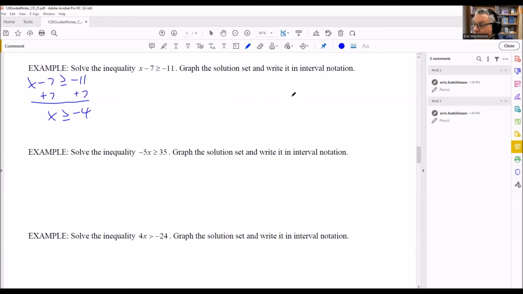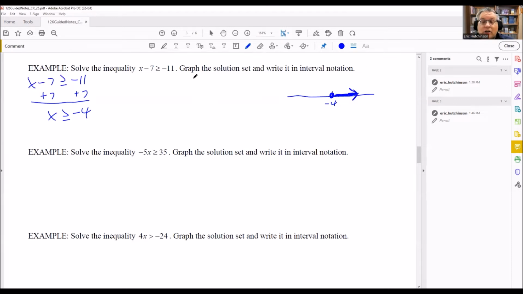So let's do a number line graph. We start with -4. The -4 needs a closed circle because you have the greater than or equal to there. So we're going to do a closed circle. And then it says greater than, which means the line has to go to the right. So we're going to go to the right like this.